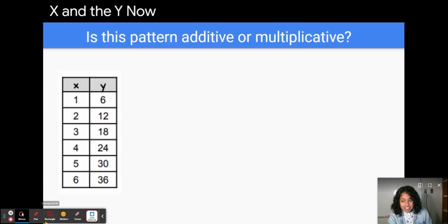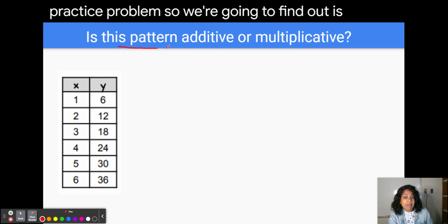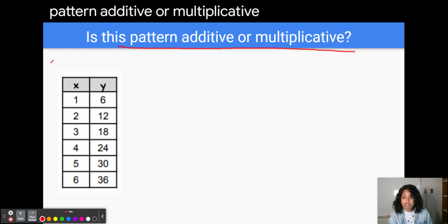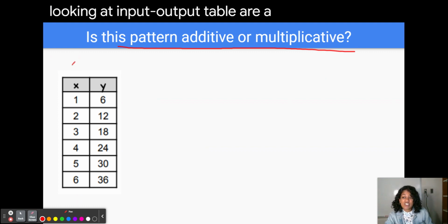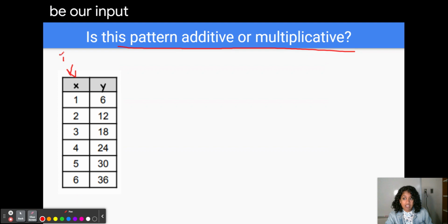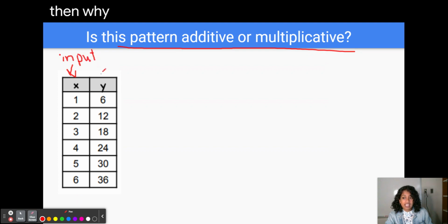All right, now let's go ahead and go into our practice problem. We're going to find out, is this pattern additive or multiplicative? Over here we have an input-output table. Whenever we're looking at an input-output table, our x is always going to be our input, right? So x is going to be our input, and then y is our output.